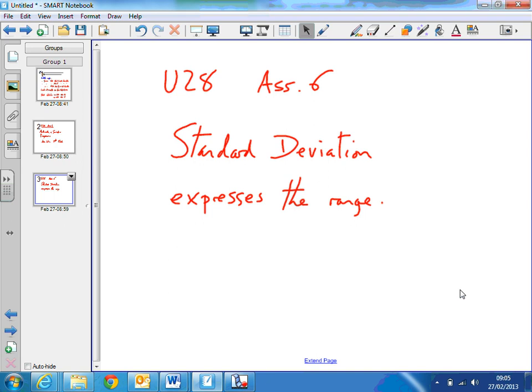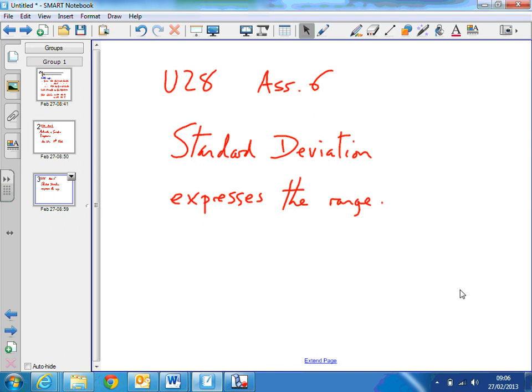This again is a standalone assignment so that you can do it on your own, and it follows on from the statistics assignment you did in Unit 4, but it's much, much quicker. Okay? All you have to do is calculate the standard deviation for two sets of data that you're given.